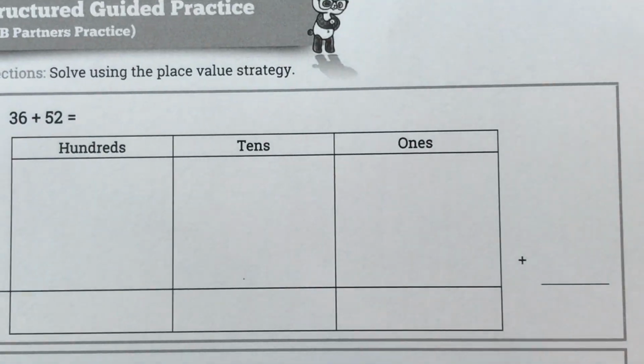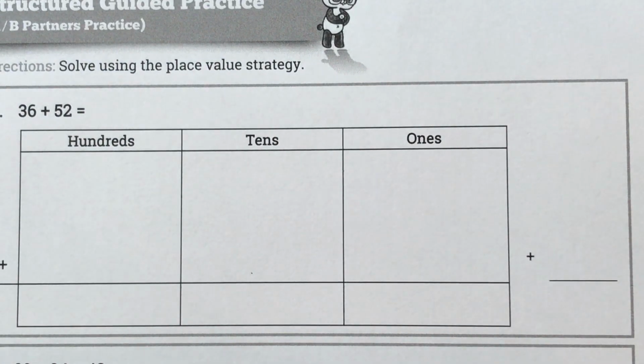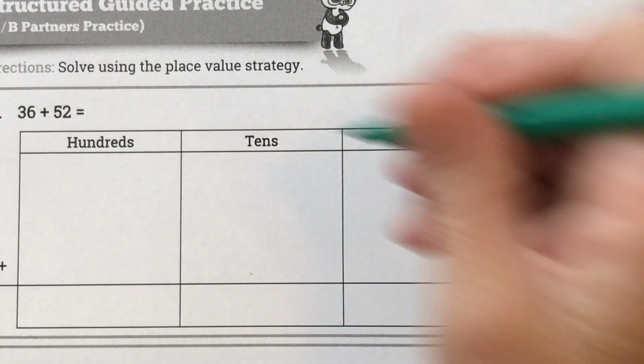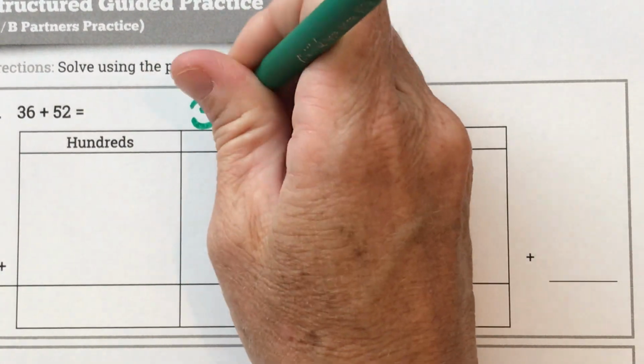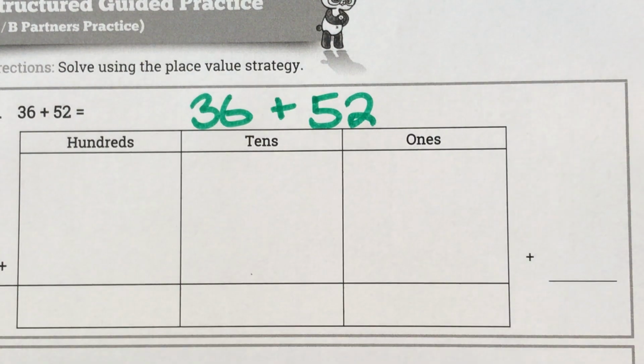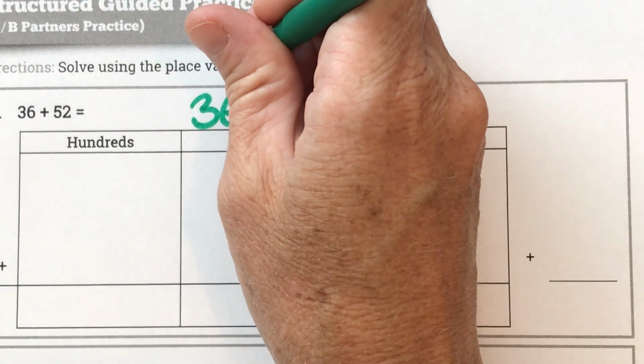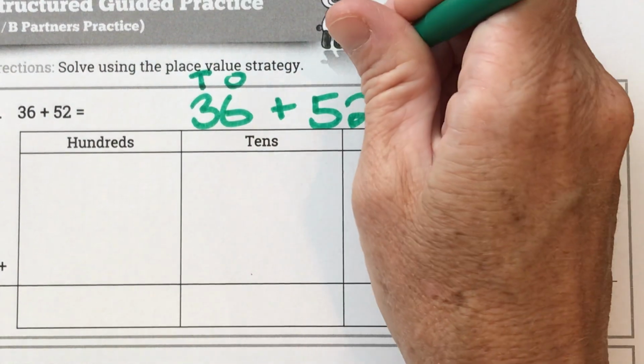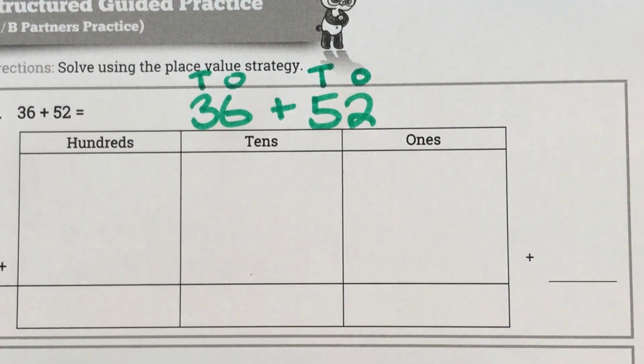Thank you, friends. Here's my first problem that we're doing together, and we're on page 162. Our first problem says 36 plus 52. So we're all going to write it on top so we can do that good strategy of putting our place values. So we have ones, tens, ones, tens.